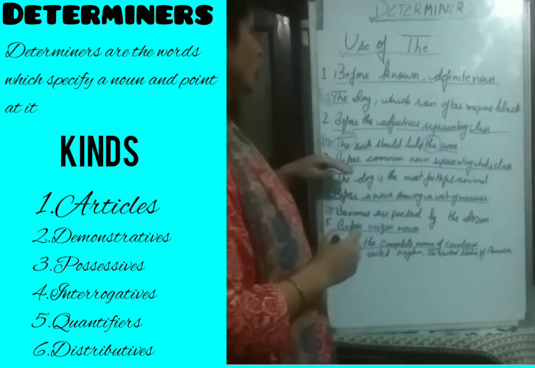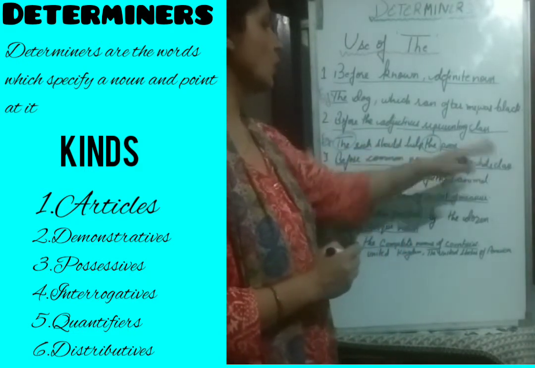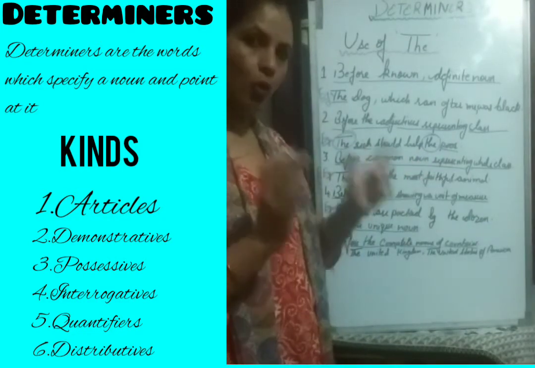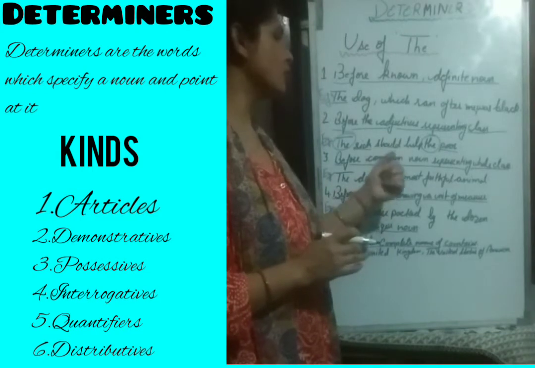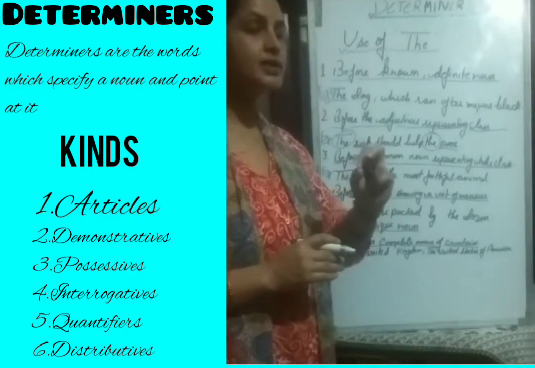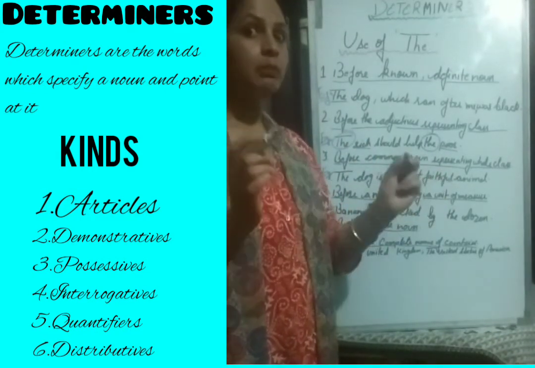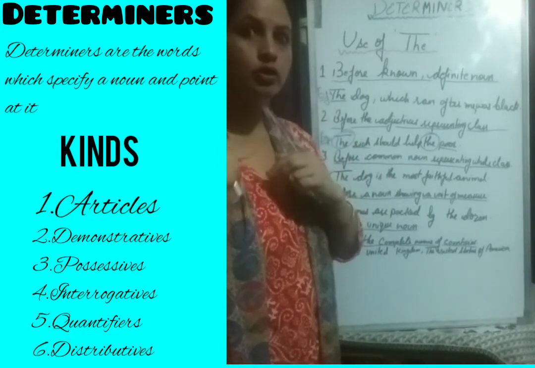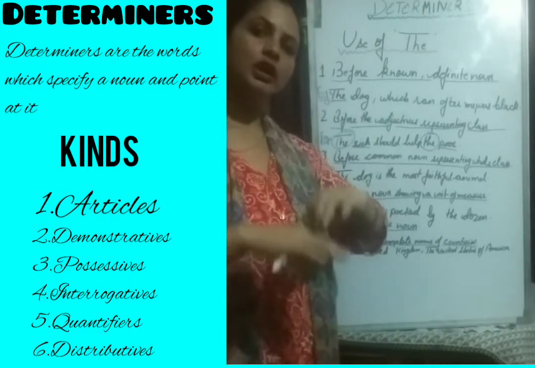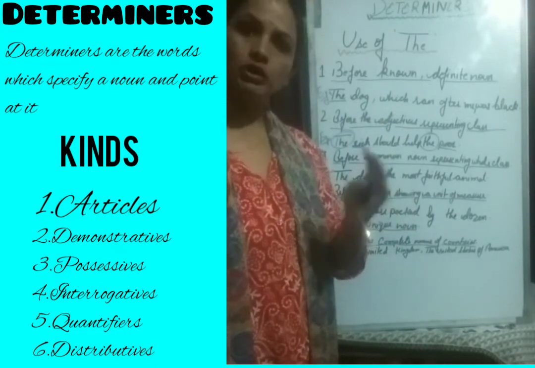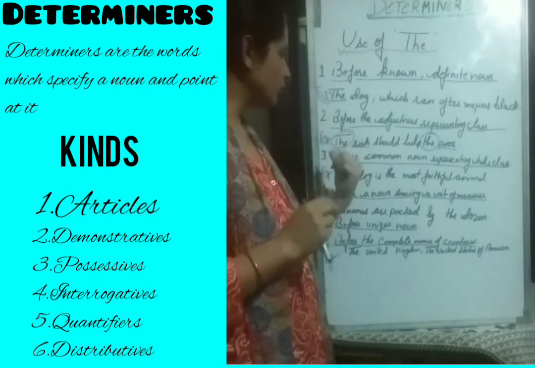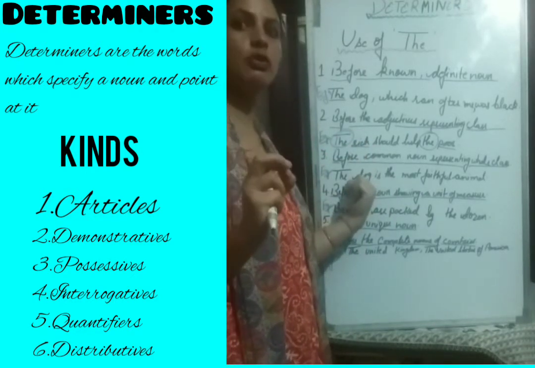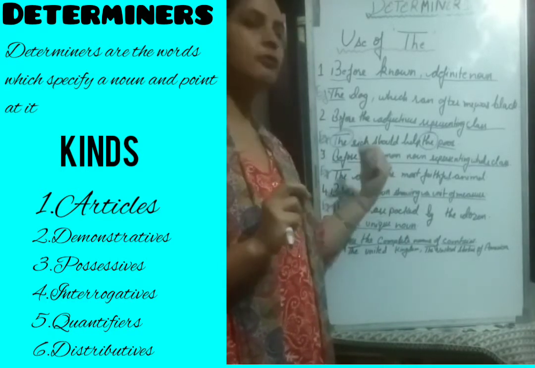Now, before a common noun representing a whole class. Here the common noun represents the whole class. For example, the dog is the most faithful animal. Here I am not talking about my dog or your particular dog. Here we are talking about all dogs, the community of dogs, that all dogs are faithful.